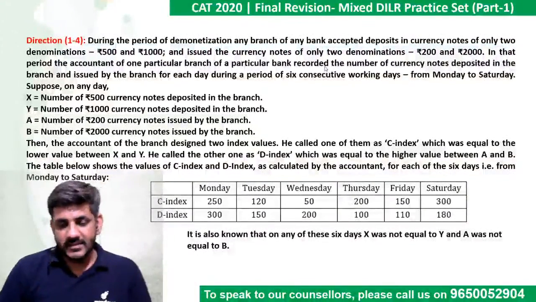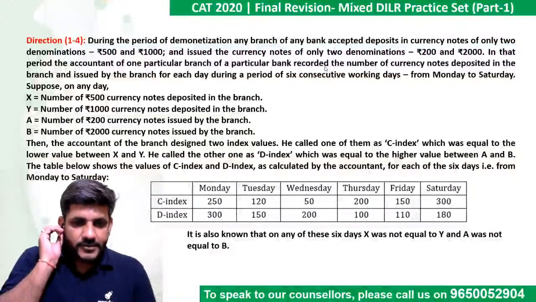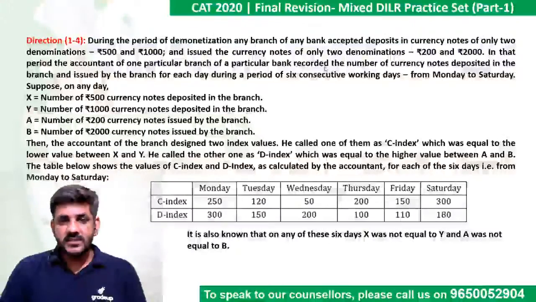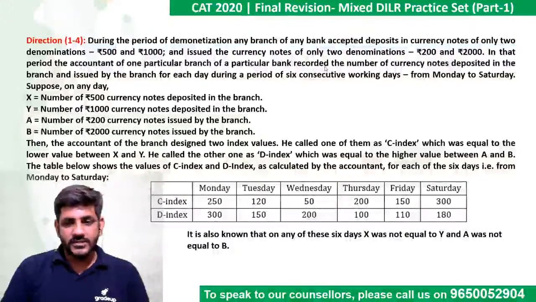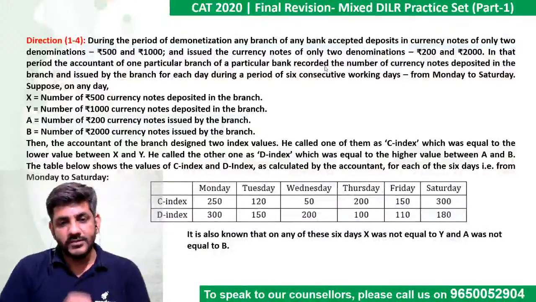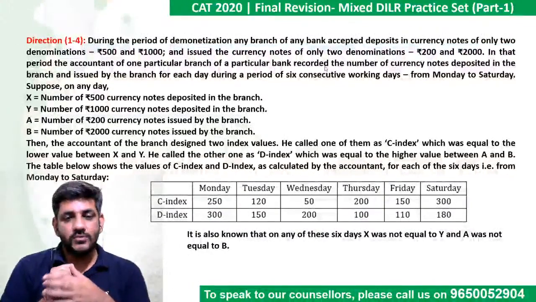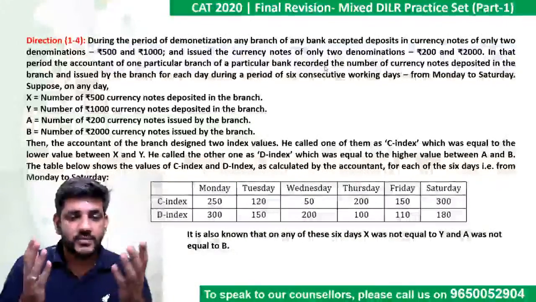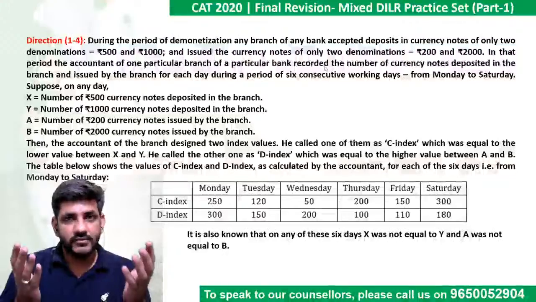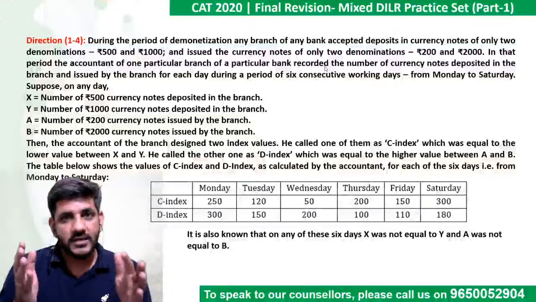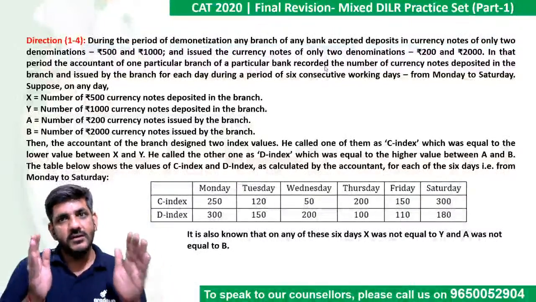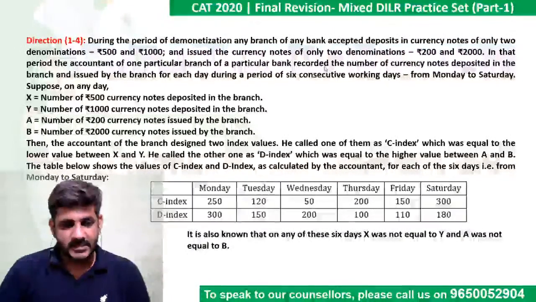So let's read it together, guys. It says, during the period of demonetization, any branch of any bank accepted deposits in currency notes of only two denominations, 500 and 1000, and issued the currency notes of only two denominations, 200 and 2000. And it actually happened, right? You will also see in CAT, most of the times, the information that they would take will be the actual information. They don't go away from the actual information. जो actual में हो रहा होता है वो उसी पे based information लेके चलते हैं, right?